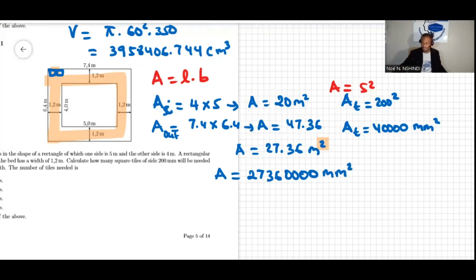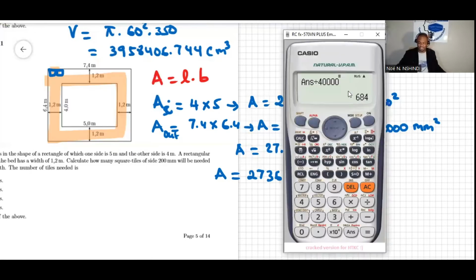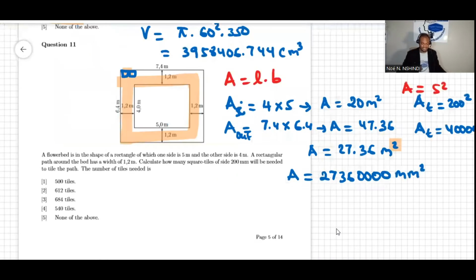Now, this is the space here in millimeters squared. To get the number of those square tiles, I must do this space divided by the space that the square tile will take, 40000. When we hit equal, that's equal to 684. So let's see if we have that alternative. That's alternative 3.